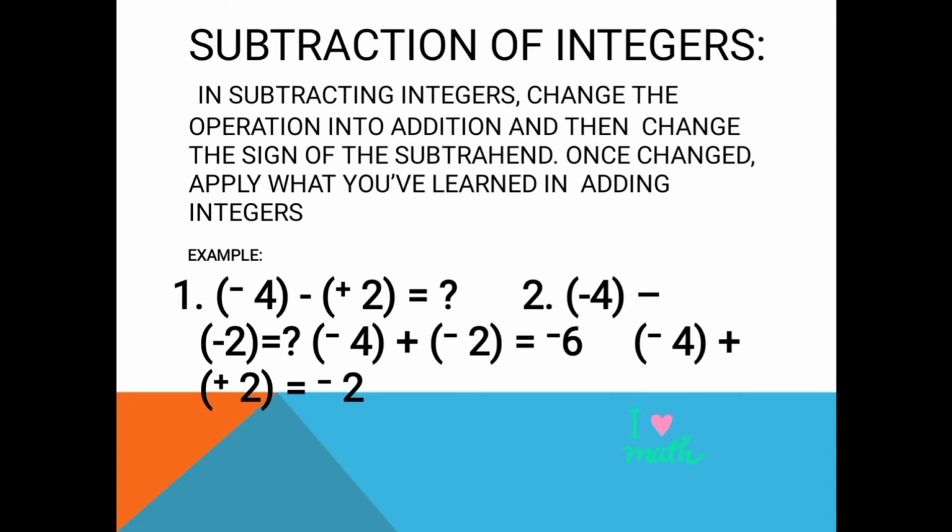Next, negative 4 minus negative 2. So copy the first term, negative 4, then change the operation. The minus again will become plus. Change the sign of the subtrahend. The negative 2 will become positive 2. Then, since it is different in sign, negative 4 added to positive 2, subtract the numbers and copy the sign of the bigger number. So 4 minus 2 is equal to 2. Then the sign of the bigger number is negative, so you write negative. The final answer is negative 2.